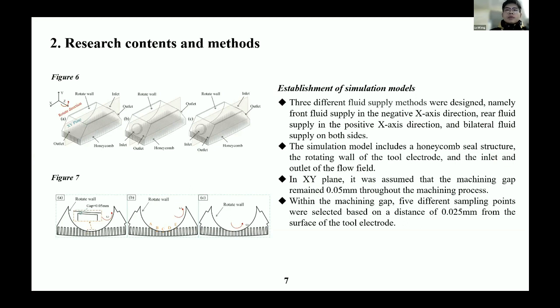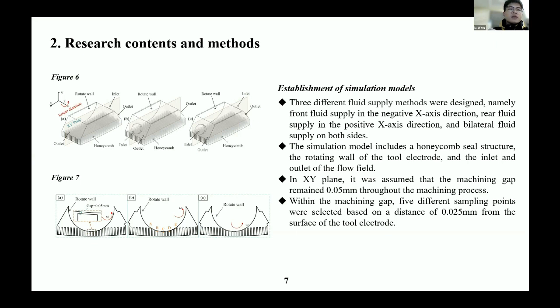The simulation model in Figure 6 includes a honeycomb cell structure, the rotating wall surface of the toroidal electrode, and the inlet and outlet of liquid supply. To simplify the model in the XY plane, it is assumed that the machining gap is always maintained at 0.05 millimeters during the machining process.